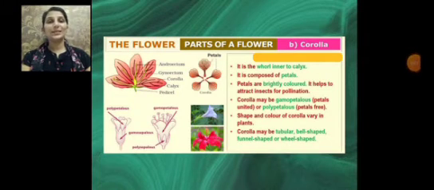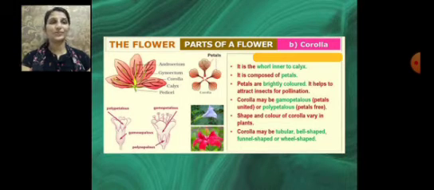Next, we are going to learn about the second whorl, that is the corolla. The corolla is the whorl situated inner to the calyx, and it is composed of petals. The petals are brightly colored. Why? It helps to attract insects for pollination, which is the most important process in sexual reproduction.